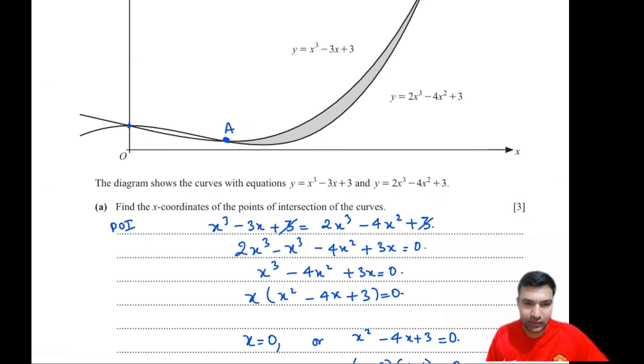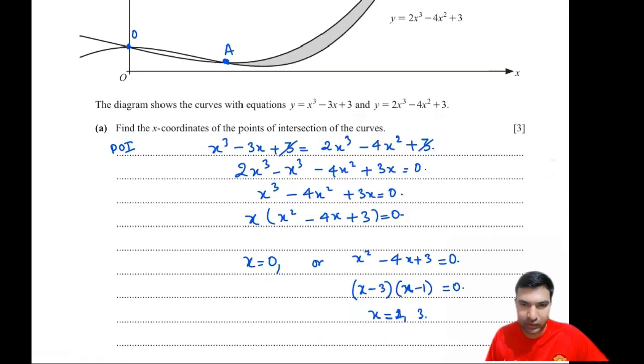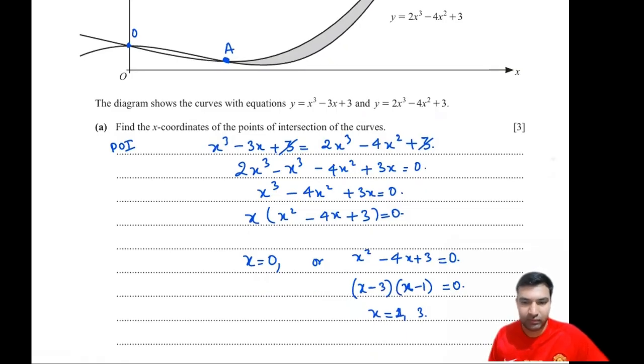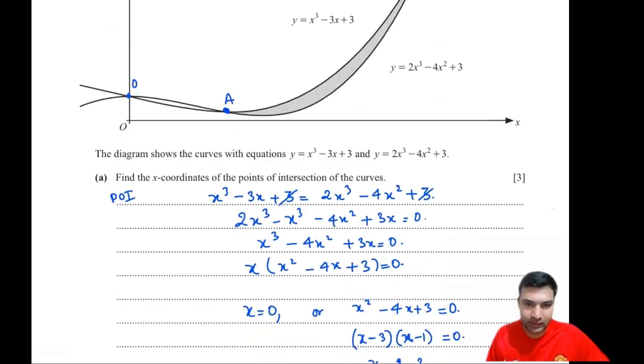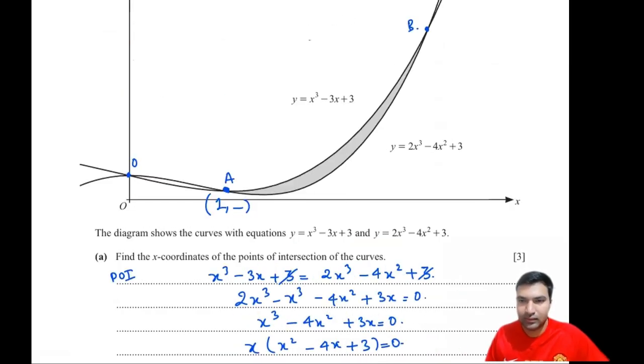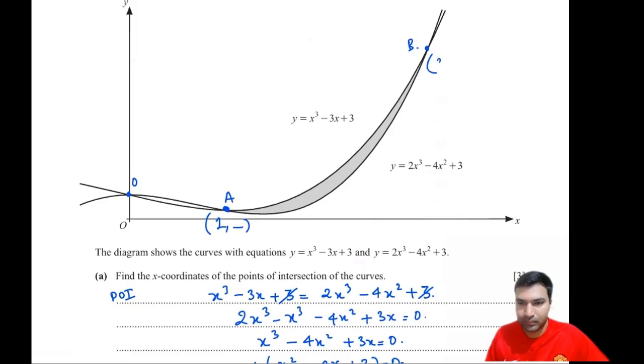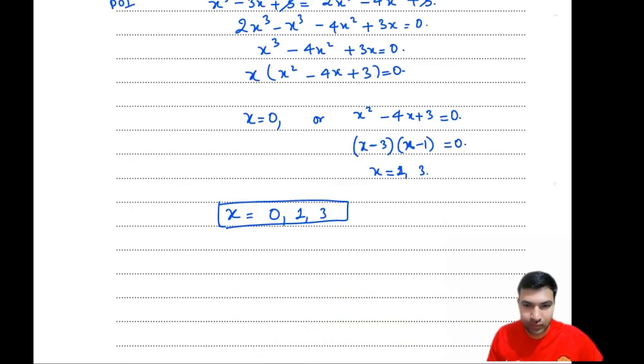So the points of intersection are basically these, right? So that's 0 over here. And we have to find only the x coordinates. Perfect. So my final answer is x equal to 0, 1, and 3. Okay. And let's see whether this makes sense or not. Yes. So this is 1 comma y, and this is 3 comma y. Okay, so we got x is equal to 0, 1, 3.